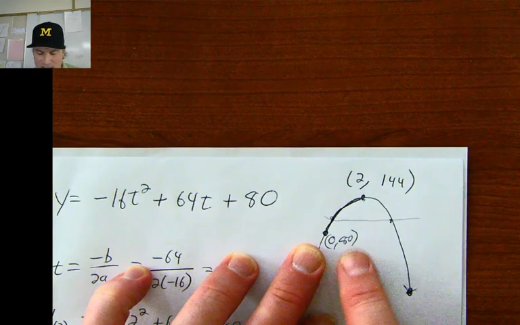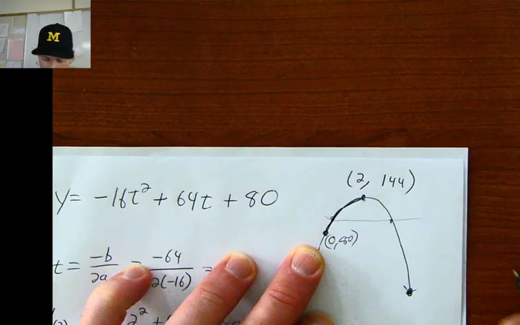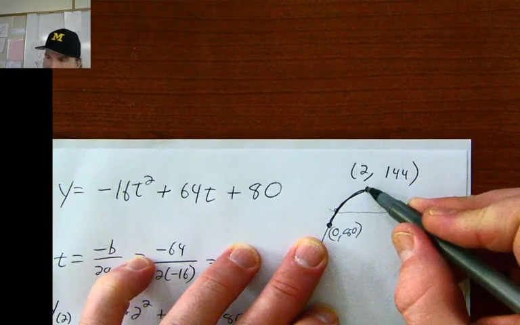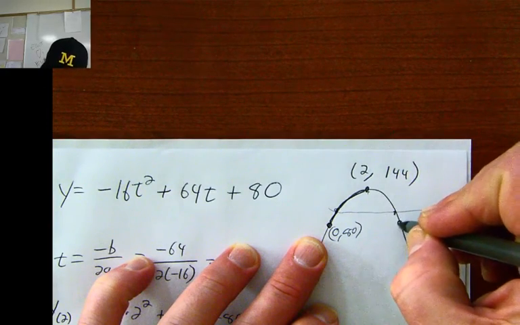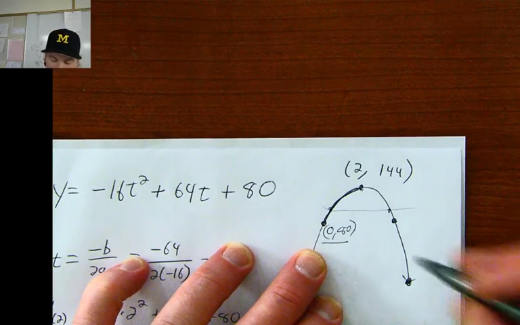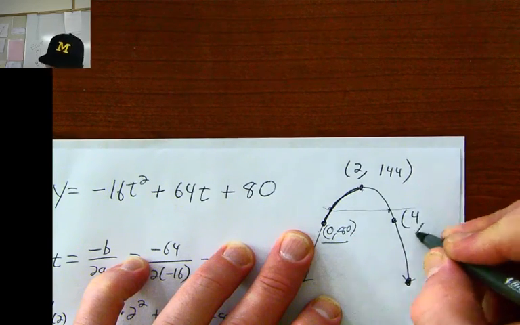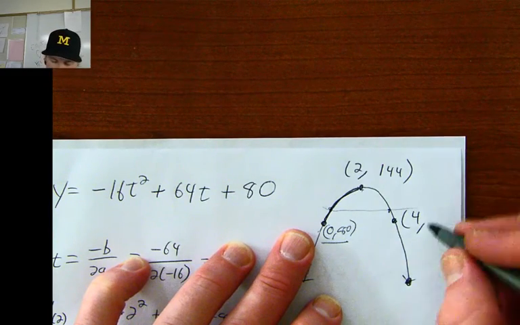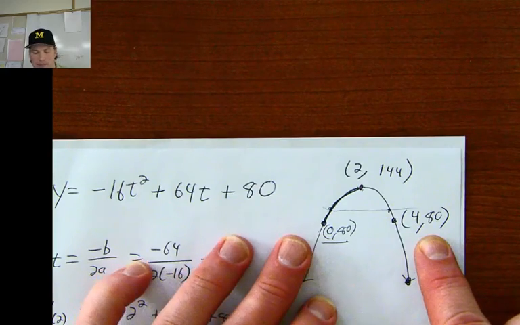After 0 seconds it was 80 feet, and after 2 seconds it was 144. Because it took 2 seconds to get to this height, it would take exactly another 2 seconds to get back to that original height. So if it took 2 seconds to get to the maximum height, it would take 4 seconds to get to the original height, which would mean that after 4 seconds it would be 80 feet.